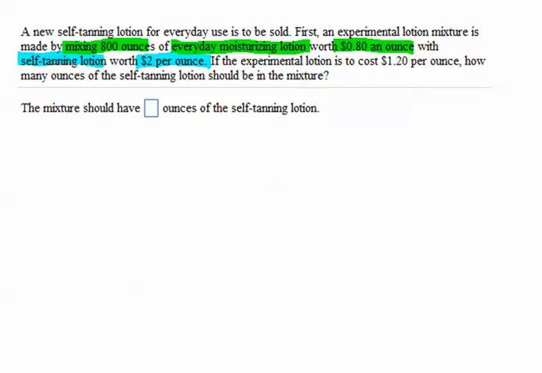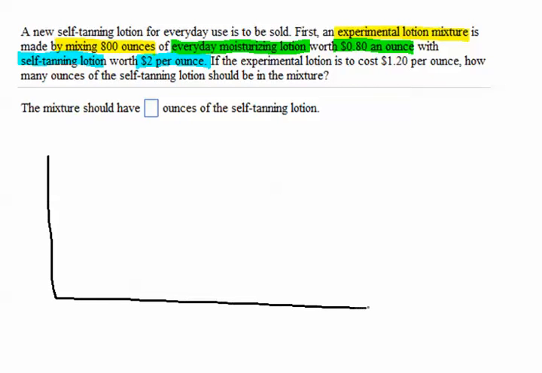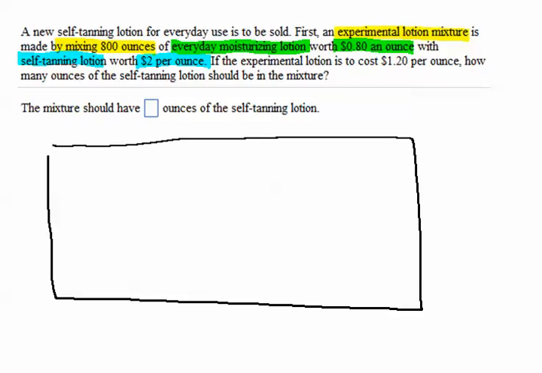Now I highlighted this as if it goes together, but in reality, this is the mixture of the 800 ounces. So I'm using the highlighting as a way to track what we're talking about. I'm going to do a table similar to the one we did before where it has a value equation in the end. The value is going to be made up of the different things like the moisturizing lotion, the self-tanning lotion, and then ultimately the mix.